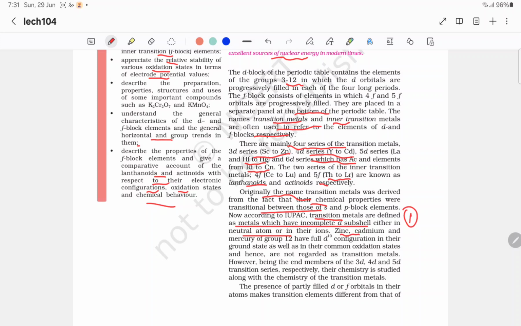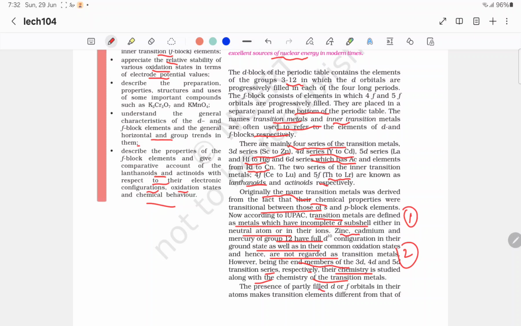Zinc, cadmium and mercury of group 12 have full d10 configuration in the ground state as well as in their common oxidation state, hence they are not regarded as transition metals. However, being the end members of 3d, 4d and 5d transition series respectively, their chemistry is studied along with the chemistry of the transition metals.